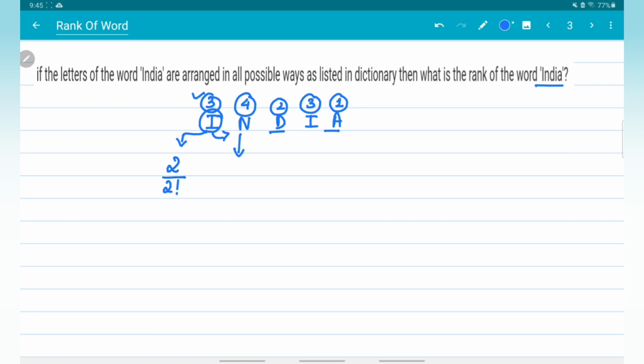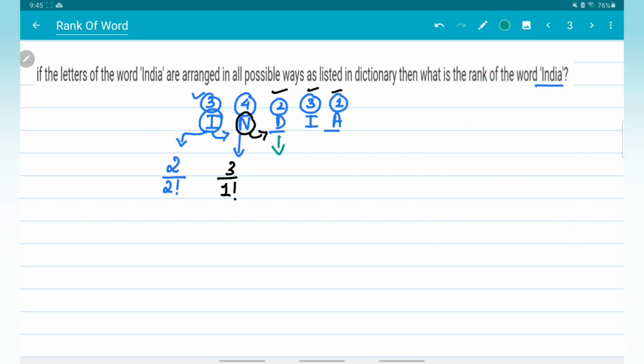Now I'll check for N. For N, if I see, N has got the number 4. Now on the right side of N, I have got 1, 2, 3. 3 numbers which are less than 4. Okay, 2, 3, 1, all of them are less than 4. So I'm going to write here 3 divided by any repetition. Now if you take this N into consideration and check on the right side, there is no repetition because this I was on the left side and the other I is on the right side. So there is no repetition on the right side if you see only for the right side letters. So if there is no repetition, I'll say divided by 1 factorial. If you don't write it also, not a problem.